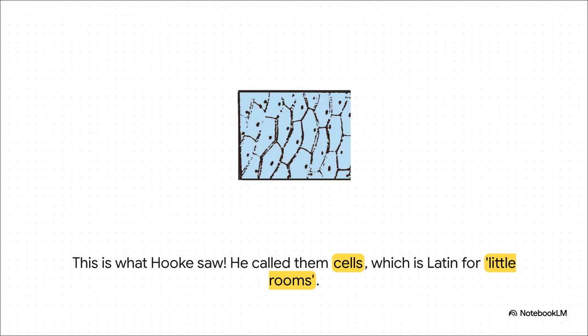And this is pretty much what Hooke saw. See these little empty boxes? He called them cells, which is just Latin for little rooms. Simple, right? Now think about it. Just like lakhs and lakhs of bricks are needed to build a huge building, trillions of these tiny little rooms come together to make you, or me, or anything that is alive. They are the basic, fundamental building block of life.